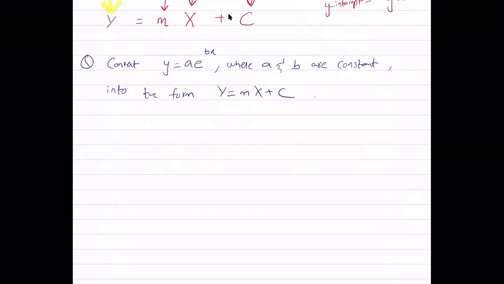Apply log on both sides. Which log? LG. Whenever we have an exponential equation in terms of e, it is always advisable to take ln, the natural log, not log to the base 10. So in this example, what you are going to do is take ln on both sides.